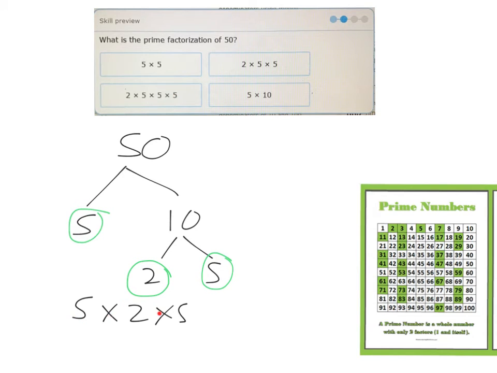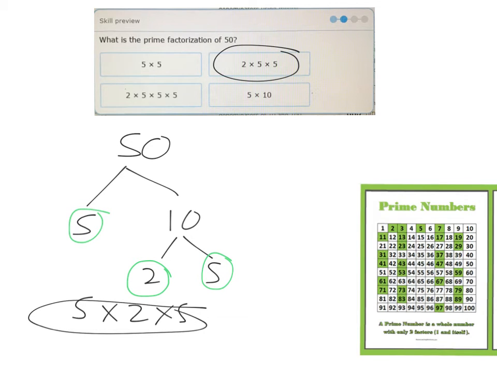This is one of those properties, the commutative property I believe it was. Doesn't matter the order, 2 times 5 is the same as 5 times 2. So as long as we have two 5s and a 2, we're okay. And I see that here, 2 times 5 times 5. So that is the same as what we have here, just in a slightly different order.